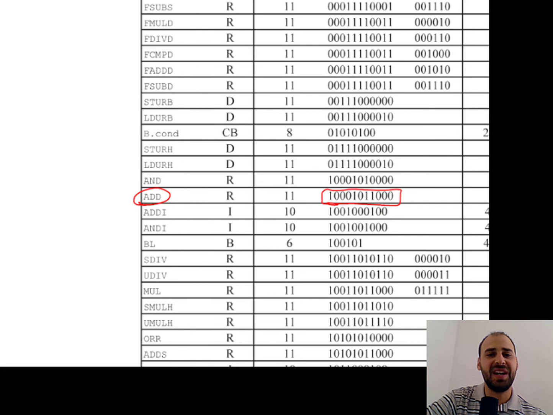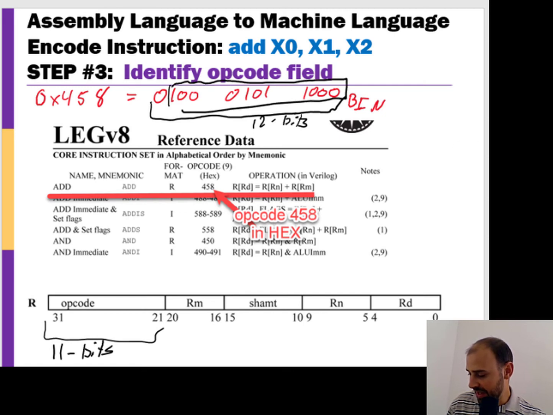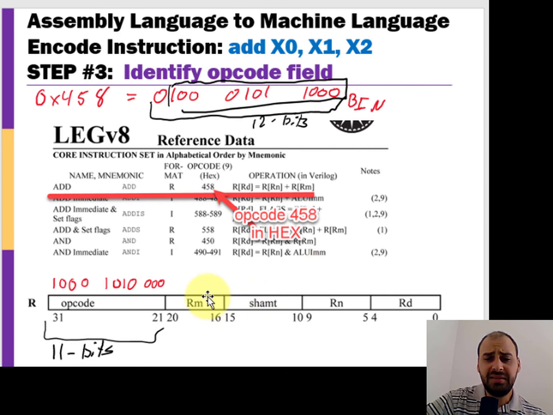So just keep that in mind, right? So we know now that this is the opcode for that. I can go ahead and just write that right in. Okay, these are 11 bits. Now, we're not done, but we're getting close to done.